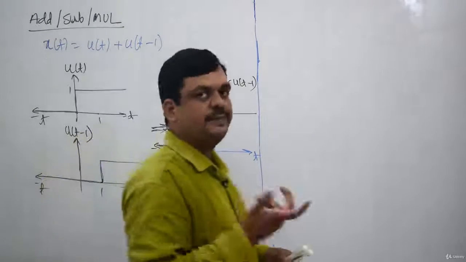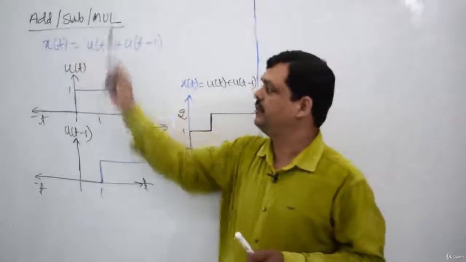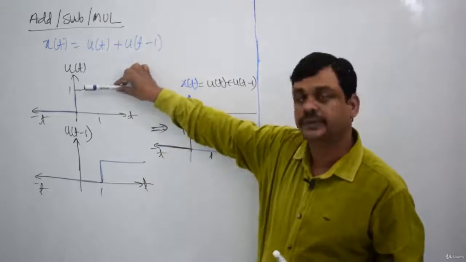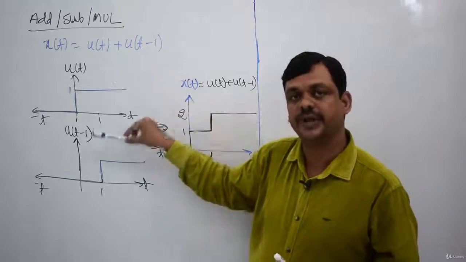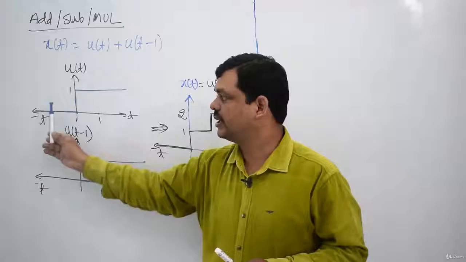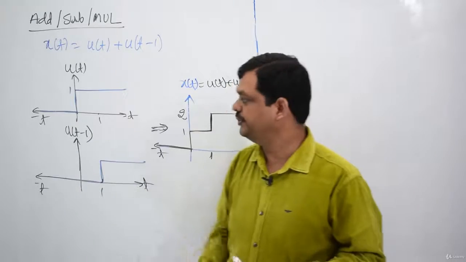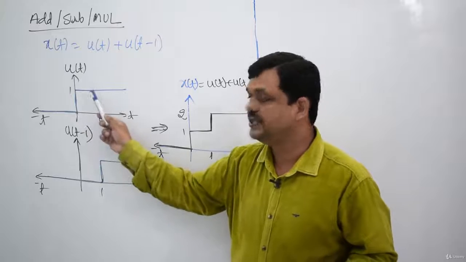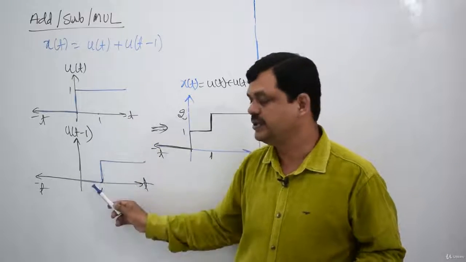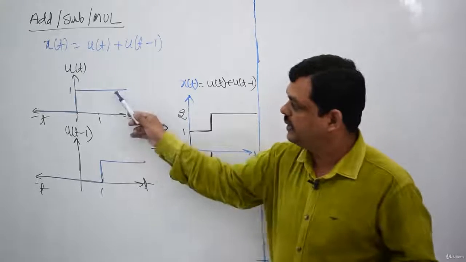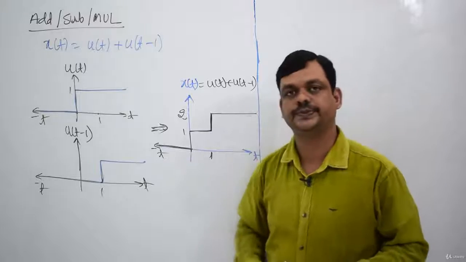And similarly for subtraction or multiplication, we just have to perform these operations on the amplitudes in a particular time period. In this time period, 0 plus 0 is 0. From 0 to 1, this is 1 and this is 0, so 1 plus 0 is 1. And from 1 onwards, 1 plus 1 is 2. So that amplitude becomes 2.